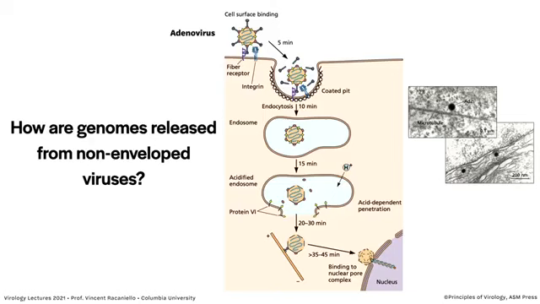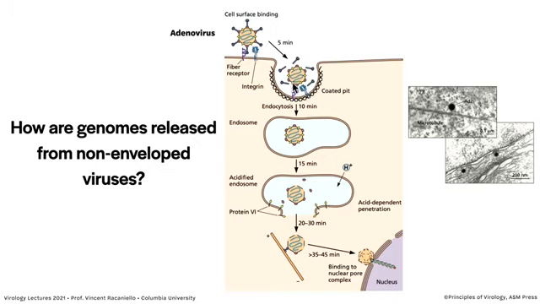So we talked about release of genomes from enveloped viruses. That's pretty straightforward. It involves membrane fusion. What about non-enveloped viruses? Let's look at a couple of examples. Adenovirus binds by the fiber to the CAR receptor. It then has to bind a second receptor, which interacts with the hexon protein, in order to get into the endosome. Without that second interaction, it will not be endocytosed.